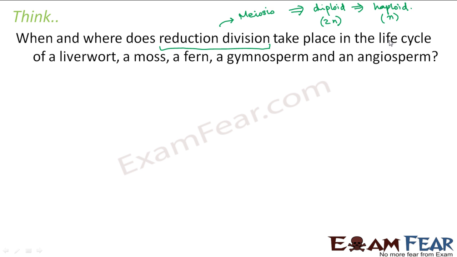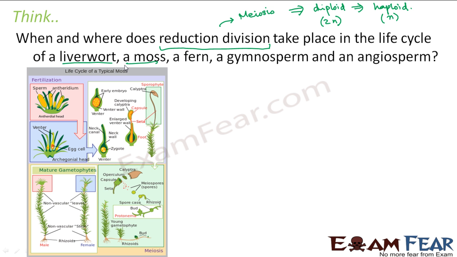So let us first talk about a liverwort. Now a liverwort and a moss both fall under the category of bryophytes. So let us talk about bryophytes first. In bryophytes, the zygote forms the sporophyte and then this sporophyte gives rise to spores. So zygote was diploid, sporophyte was again diploid, but the spores were haploid. So this was the place where reduction division actually occurred.